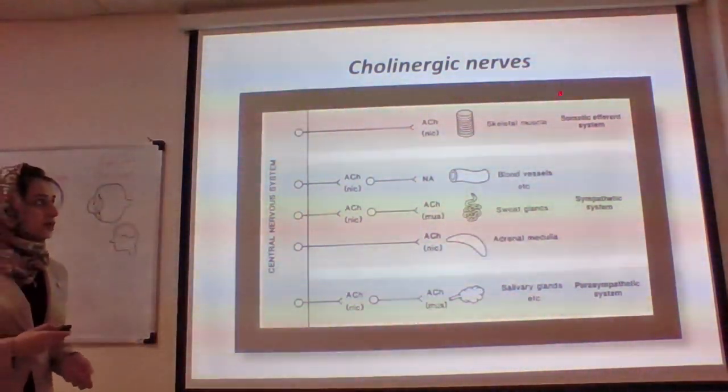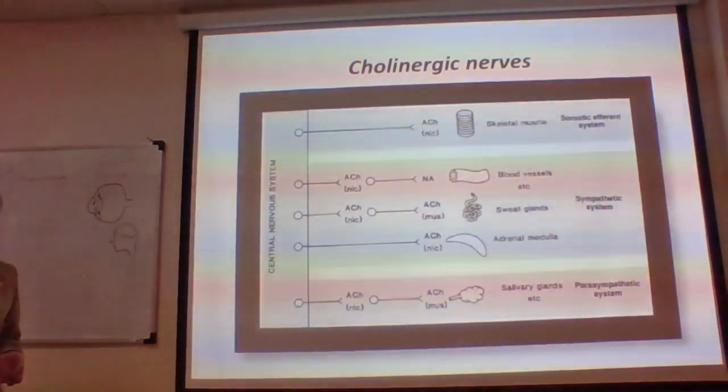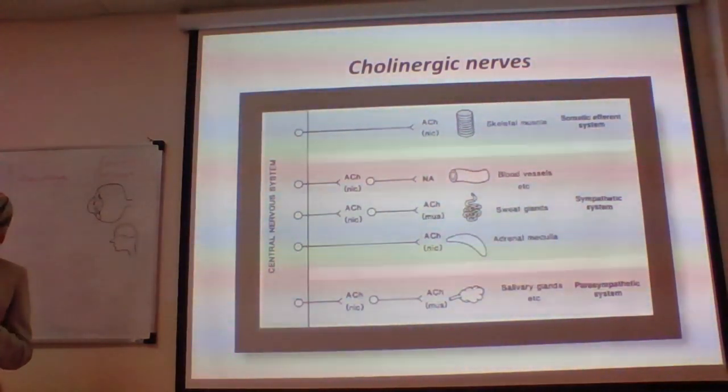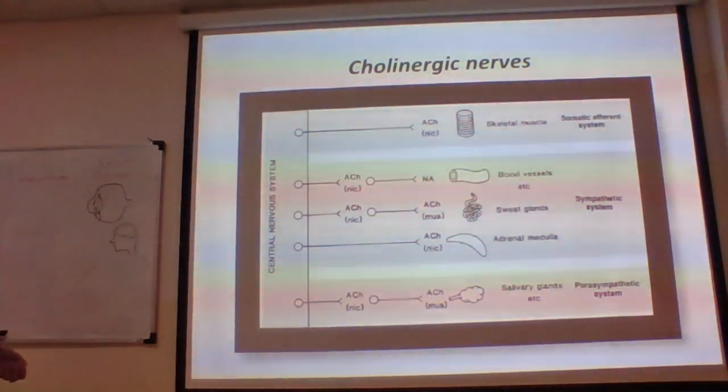So it's not a must that it is parasympathetic. But why do we mostly relate cholinergic nerve or acetylcholine to the parasympathetic? Because all parasympathetic nerves release acetylcholine. We also have cholinergic nerves in the sympathetic, if you remember.